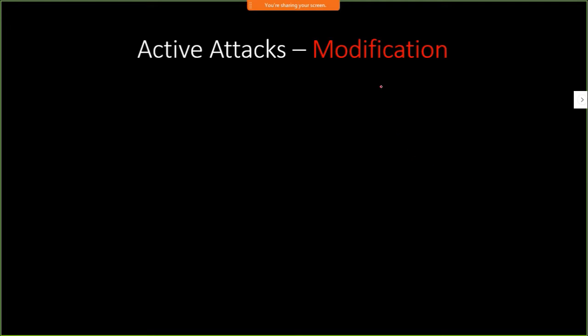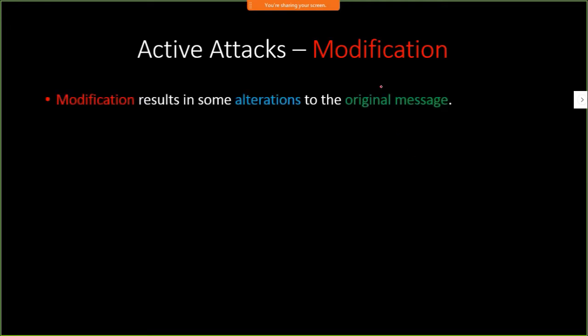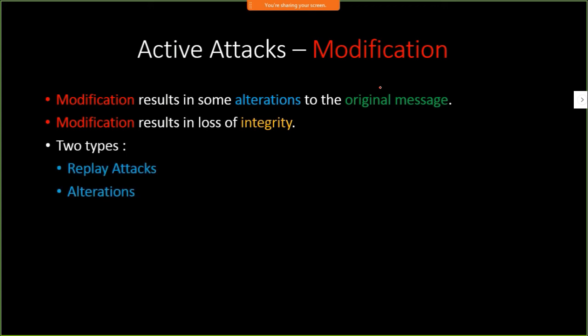That is a masquerade attack. There is an unauthorized entity which pretends to be another entity. What is modification? Modification results in some alteration to the original message. So modification results in loss of integrity. What are the types of modification? We all know that there are two types: replay attacks and alteration.